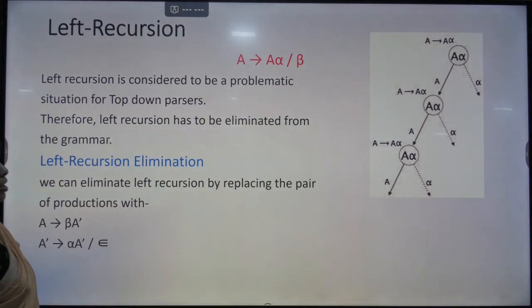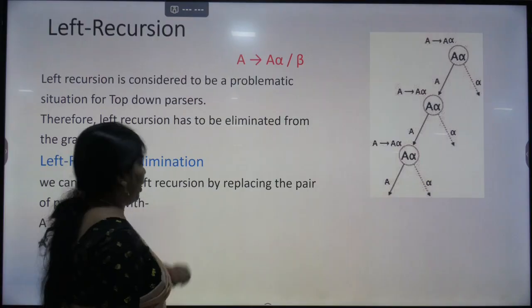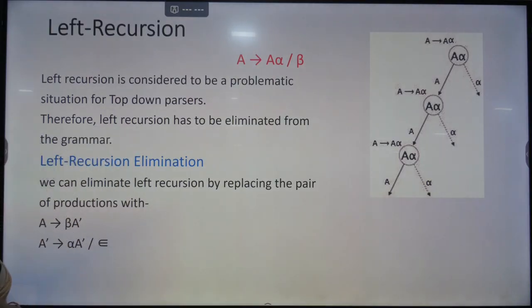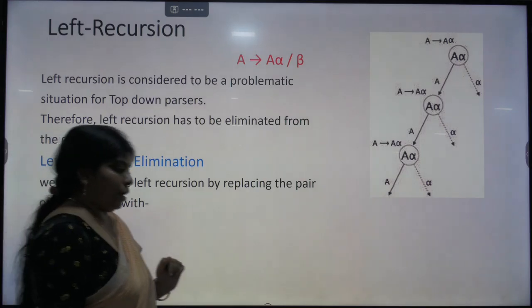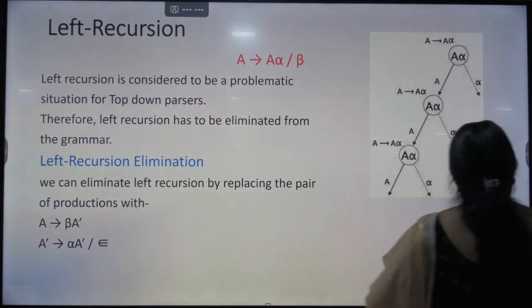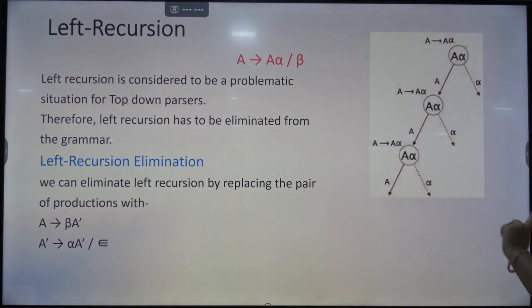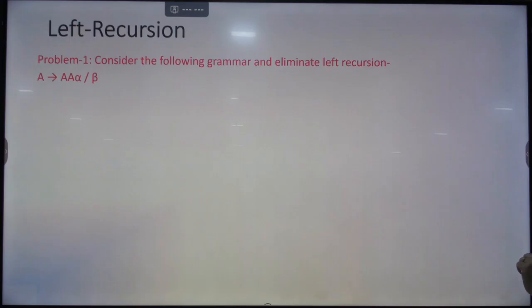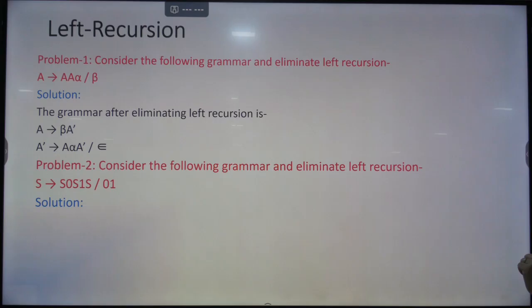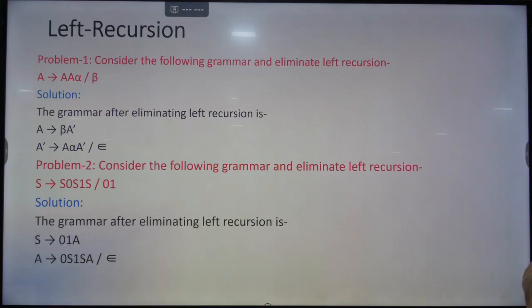In this technique, we rewrite the given production A tends to A alpha beta into this format without changing the actual meaning of the production: A tends to beta A dash, and A dash tends to alpha A dash or epsilon. That means the single production has been reconstructed into two different productions or two different non-terminal symbols. So this is left recursion, and we'll consider some examples for this left recursion technique.